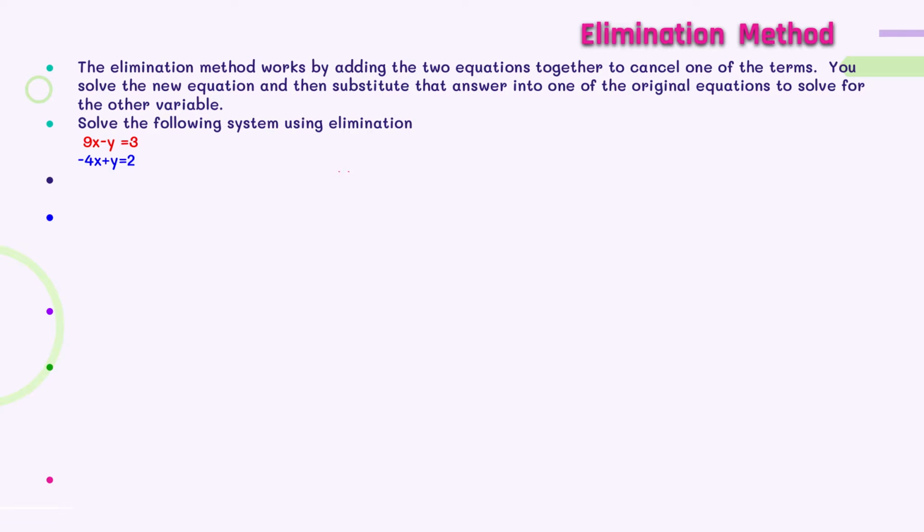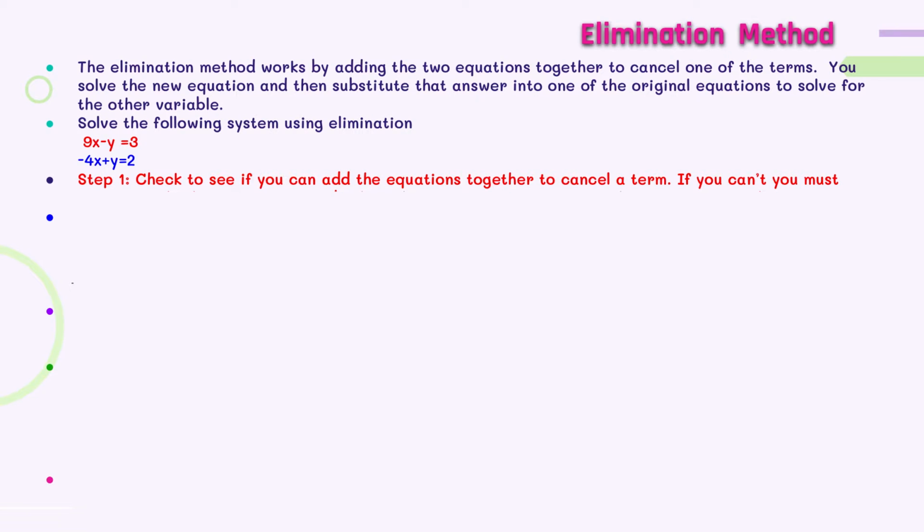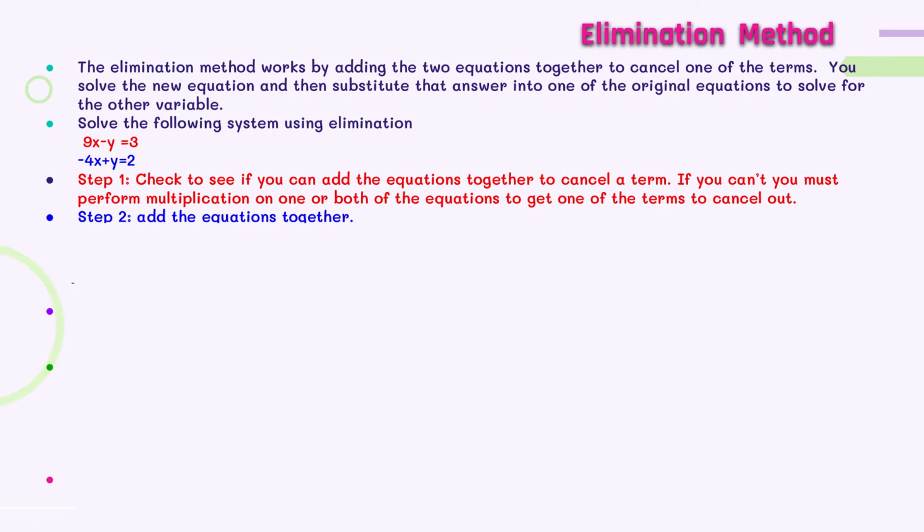So there's my equation. Step 1 is check to see if you can already add the equations together to cancel a term. If you can't, you must perform multiplication on one or both of the equations to get one of the terms to cancel out. Step 2 is to add the equations together. So I have this equation and I have this equation and I'm adding it together.